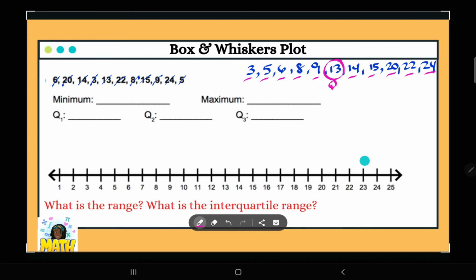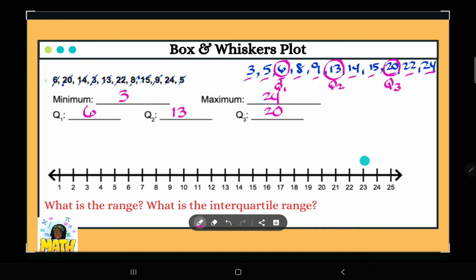This is our Q2. And here we have 5 numbers on the other side, on the lower side. So the Q1 is 6 and the Q3 is 20. So let's go ahead and plug those in. So Q1 is 6, Q2 is 13, and Q3 is 20. Our minimum value is 3, and our maximum is 24.